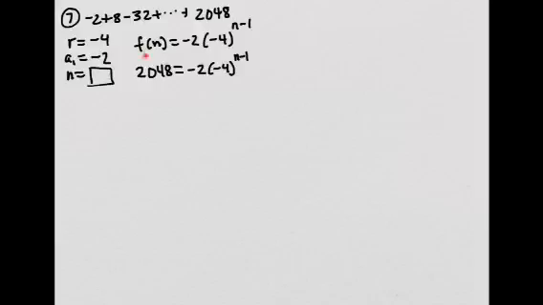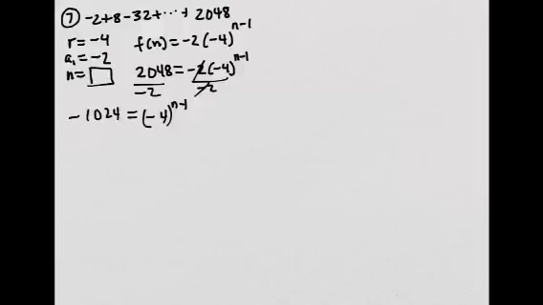So here's the explicit formula, or explicit rule. f of n equals the first number times the ratio to the n minus 1. So what I did is I replaced this with 2048, the last number. And now I'm going to solve for n. So divide by negative 2 on both sides. Now I have negative 1024 equals negative 4 to the n minus 1.